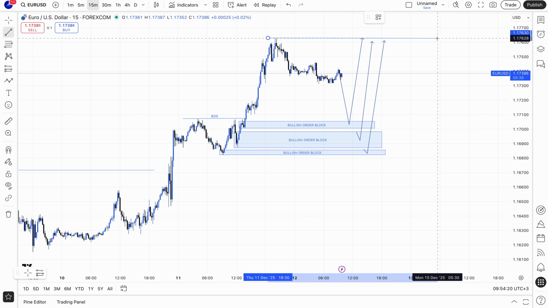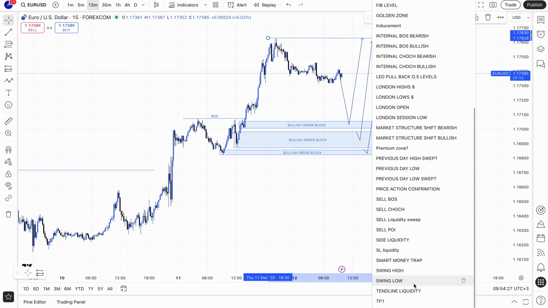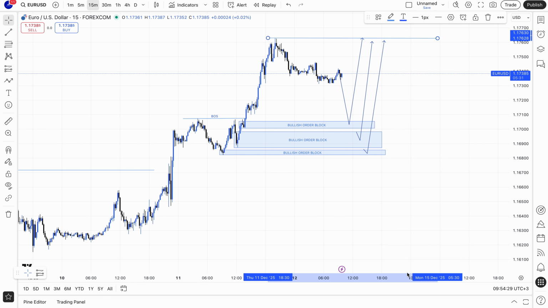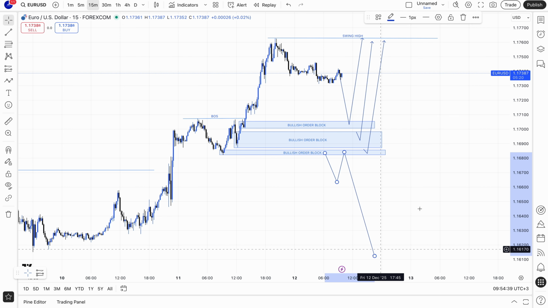Those are the 3 scenarios, and the third scenario is just a break and a retest to the downside. The last is just if the price comes and disrespects all these order blocks, then I just wait for the break, then a retest, then a continuation to the downside.